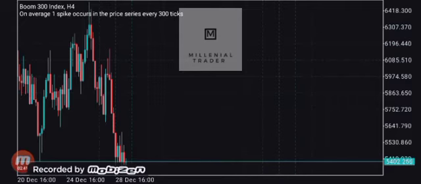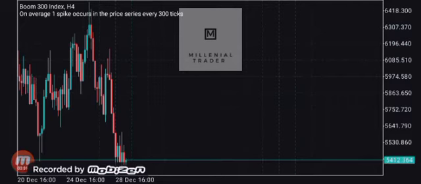Okay, so personally for me, I prefer going on the 4-hour charts, because on the 4-hour charts I'm able to see what I need to see. And when I say the things I need to see, the key things that I need to know before I take any trade, before I do anything at all, is my support and my resistance. Okay, support and resistance.